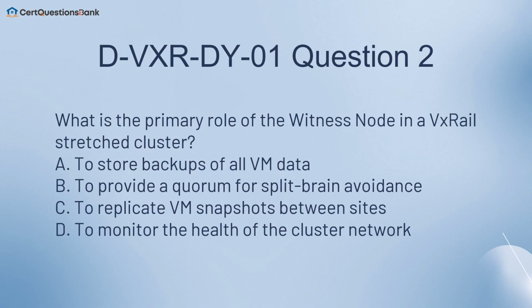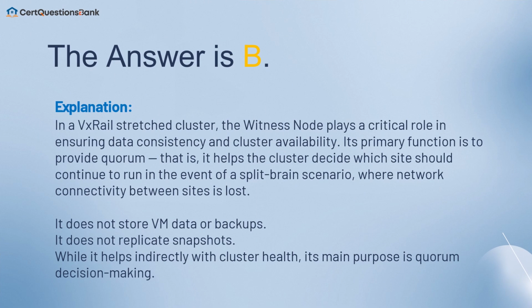What is the primary role of the witness node in a VxRail stretched cluster? A. To store backups of all VM data. B. To provide a quorum for split brain avoidance. C. To replicate VM snapshots between sites. D. To monitor the health of the cluster network. The answer is B.